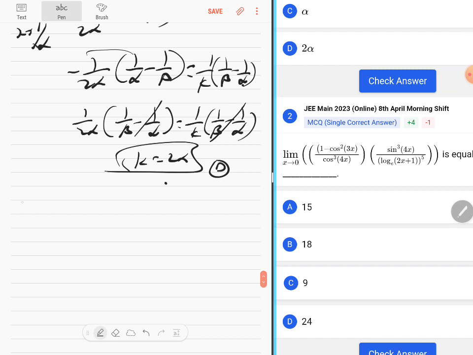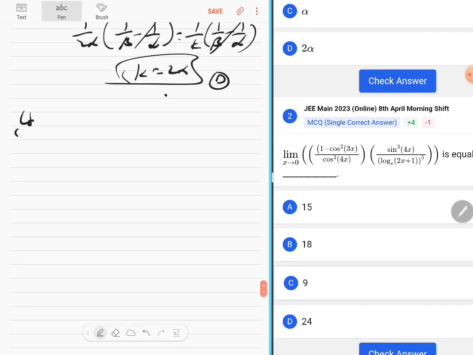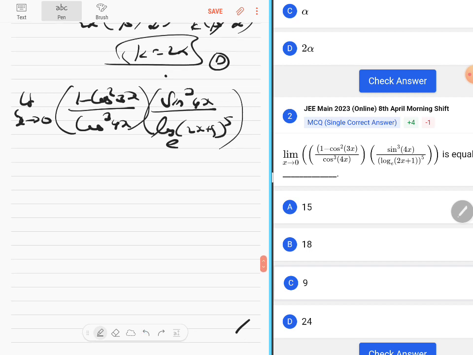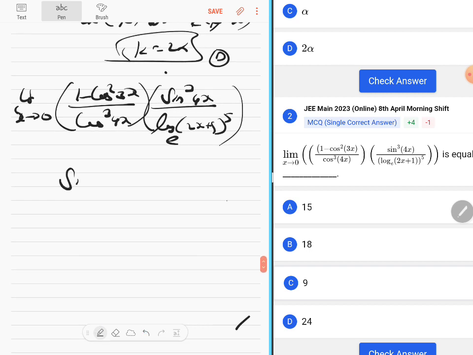The next question is the limit as x tends to 0 of (1 minus cos square 3x) by (a cos cube 4x into a sine cube 4x) by (log of 2x plus 1, the whole to the power 5, to the base e). Okay, so the moment I see this and this, I know it's tan cube, so I can consolidate. So then 1 minus cos square is sine square 3x, and a tan cube 4x by log of 2x plus 1 the base e whole to the power 5.